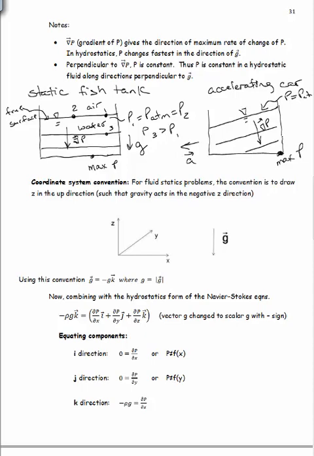All right, so the accelerating car is not what we're dealing with right now. I just wanted to give you a picture of what that gradient means and how our lines of constant pressure are going to be perpendicular to that gradient.